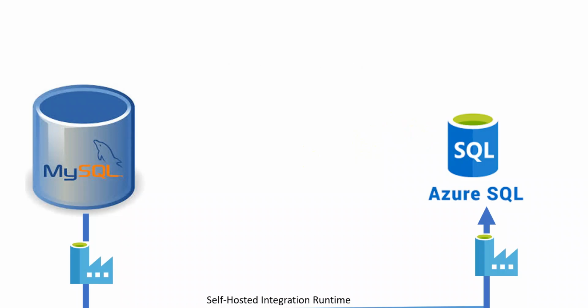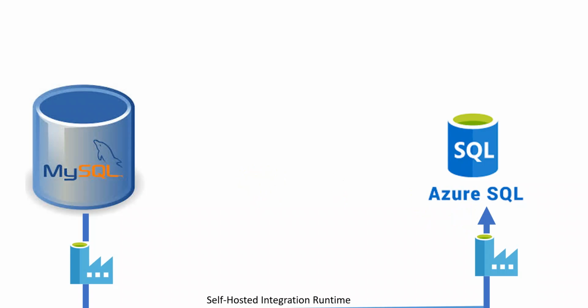As our MySQL is inside the on-premise, in order to connect the Azure Data Factory to the MySQL, I should have the self-hosted integration runtime. So first of all, we should have the MySQL source, then the destination will be Azure SQL. I think I already have the MySQL database, so I have to deploy the Azure SQL.